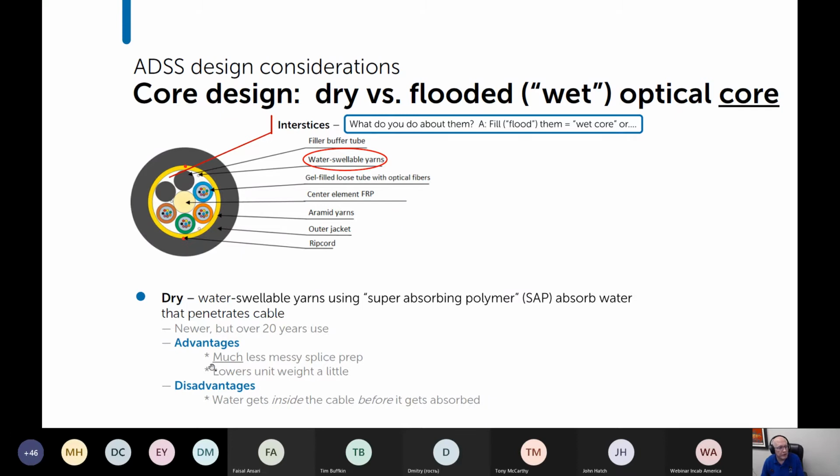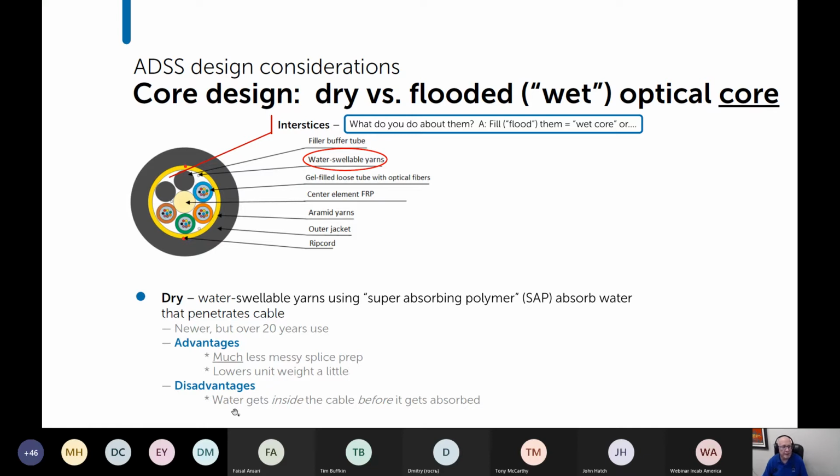So the advantage here is that it makes splice prep much easier, less messy, because you're not trying to clean this gel off the tubes in order to work with them. Saves a little bit of weight. I think it's kind of debatable whether it's significant. It begins to get significant certainly at higher fiber counts, but so for me, kind of a low advantage.